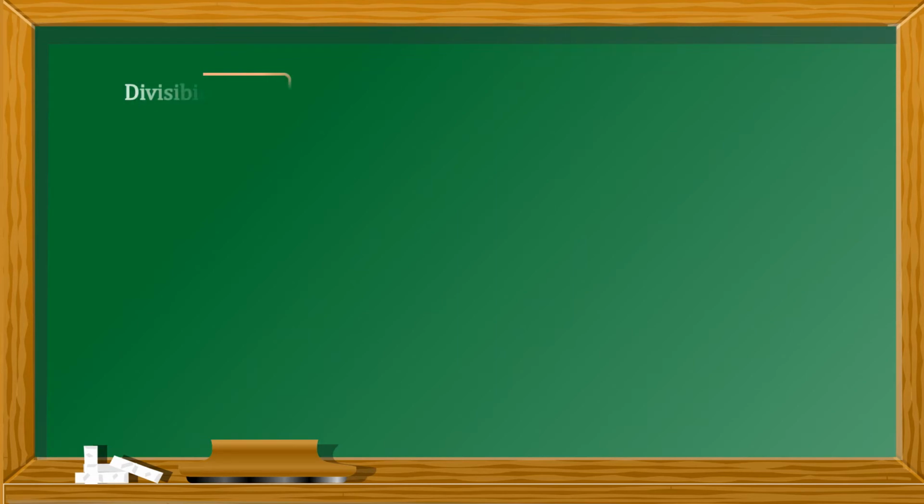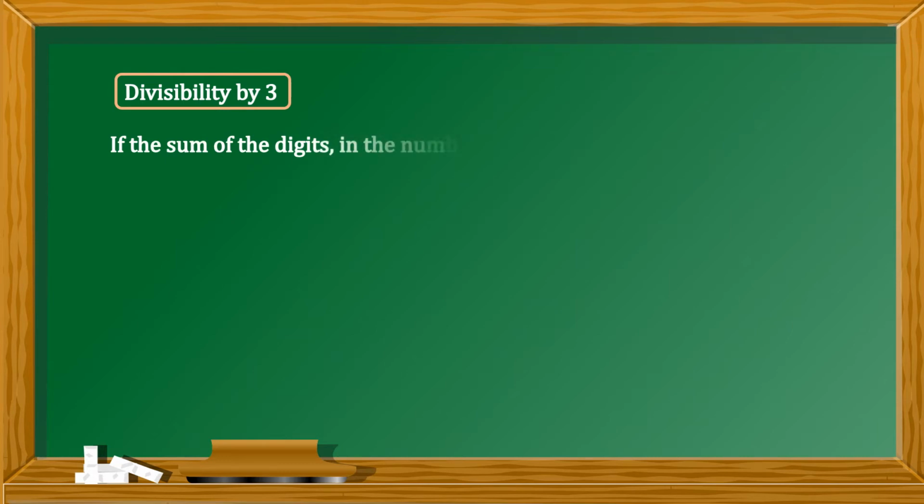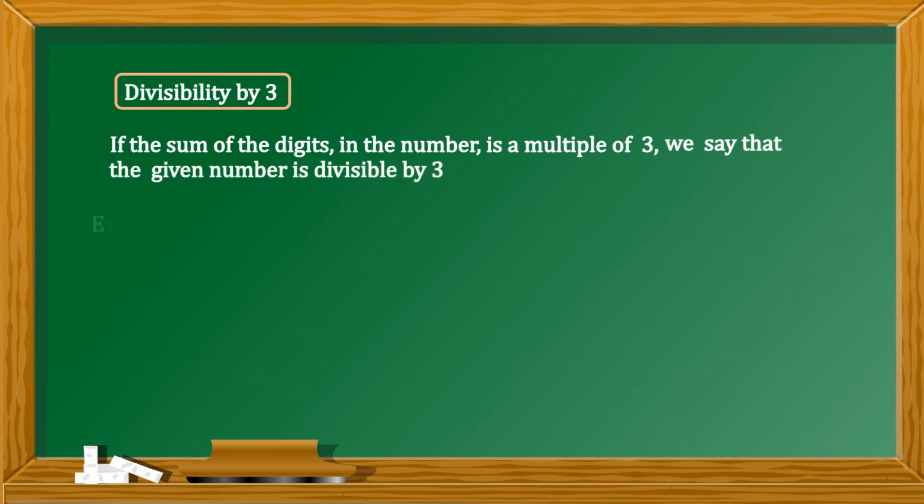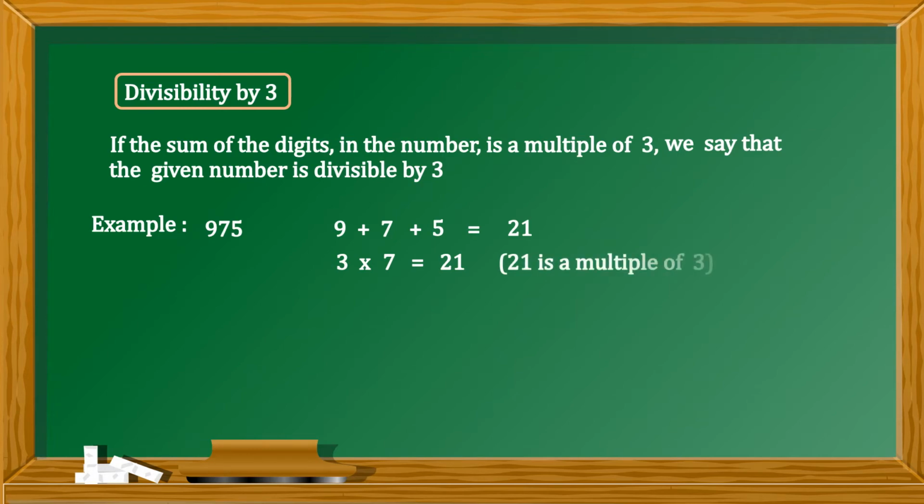The rule for divisibility by 3. If the sum of the digits in the number is a multiple of 3, then we say that the given number is divisible by 3. For example, 975. The digits in the number are 9, 7 and 5. We add the digits: 9 plus 7 plus 5 is equal to 21. Now we know that 3 into 7 is equal to 21, which means 21 is a multiple of 3. Hence, 975 is divisible by 3.